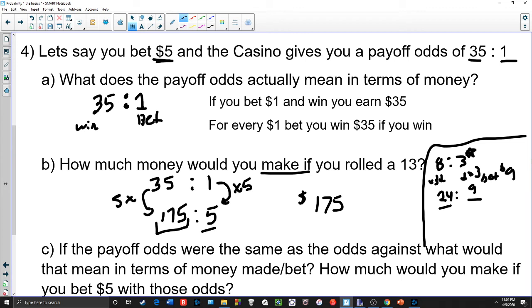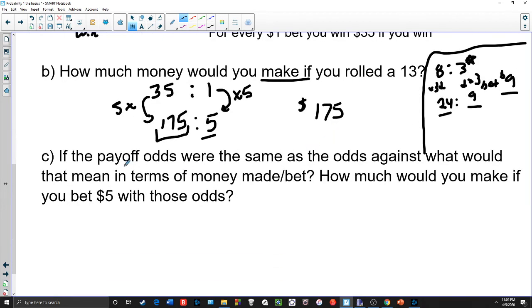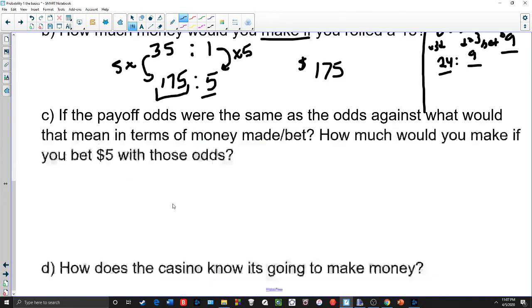So this is kind of an unusual way of saying your payoff odds, but just in case it does happen, think about, okay, if this is how much money I bet, what's the multiplier I would use here, and use that same multiplier on your winnings. So if the payoff odds were the same as the odds against, what would that mean in terms of money made per bet? How much would you make if you could bet $5 with those odds?